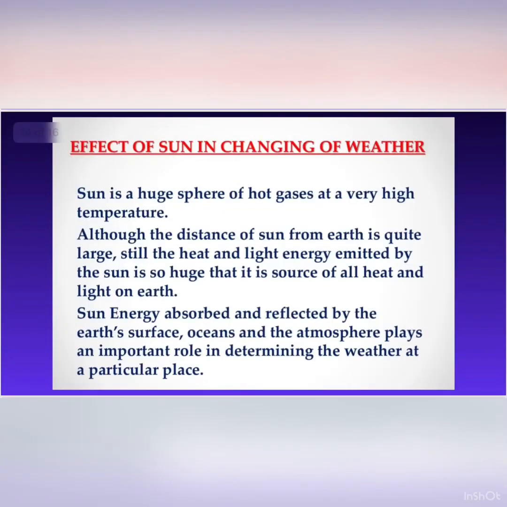Now, how the sun helps in changing of weather. The sun is a huge sphere of hot gases. Although the distance of the sun from the earth is very large, still we receive a huge amount of heat and light. Sun energy absorbed and reflected by the earth's surface, oceans and atmosphere plays an important role in determining the weather at a particular place.